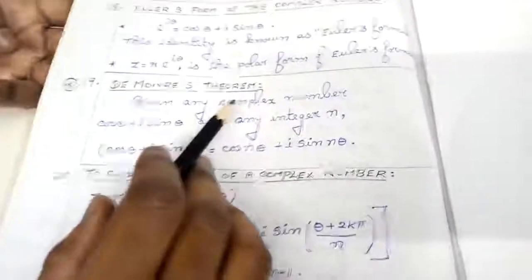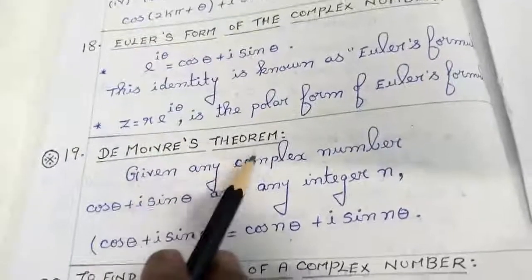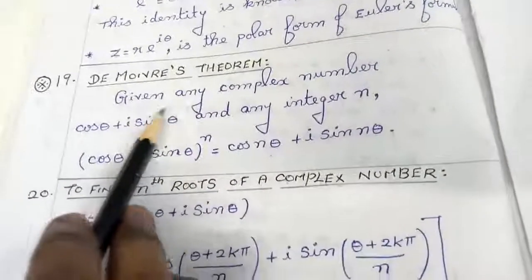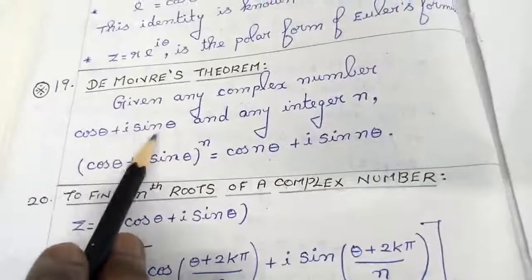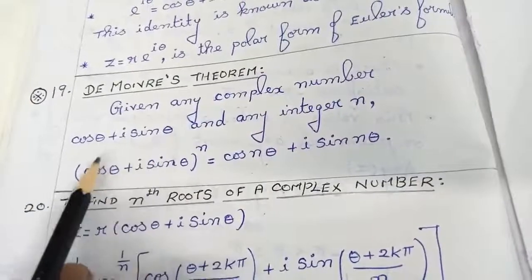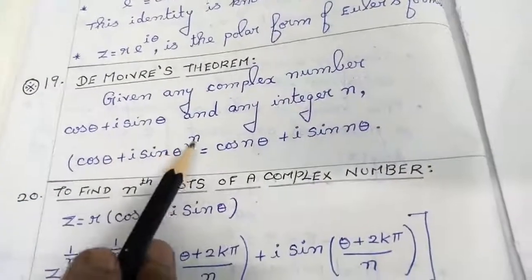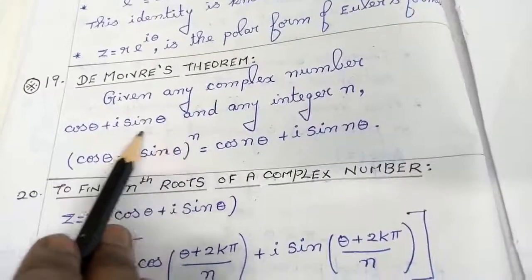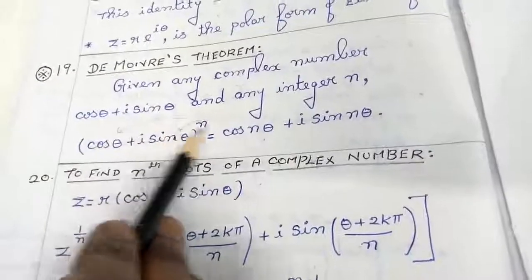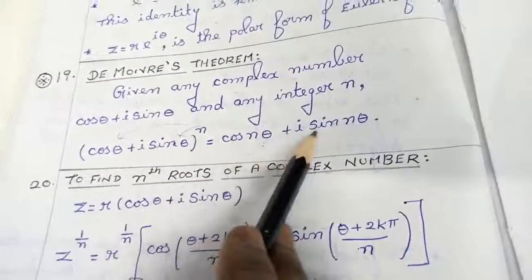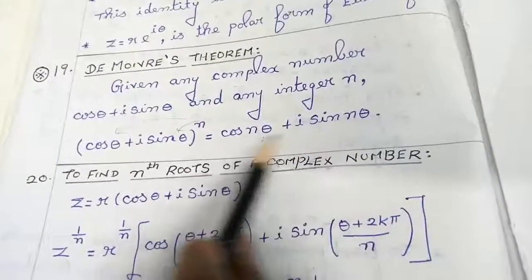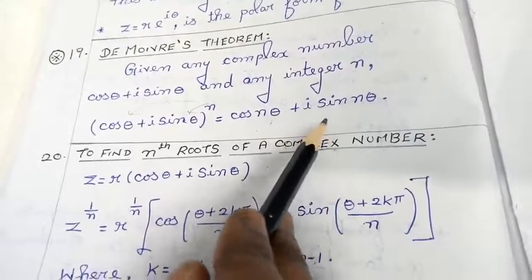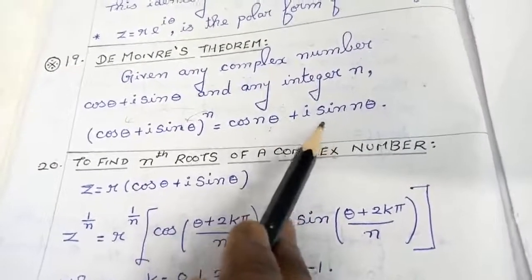Coming to De Moivre's theorem. In De Moivre's theorem, they will give you a complex number cos theta plus i sin theta. And if it has a power n, this power we bring inside the angle, that is cos n theta plus i sin n theta. And this way of writing is known as De Moivre's theorem. That is the condition based on this one.